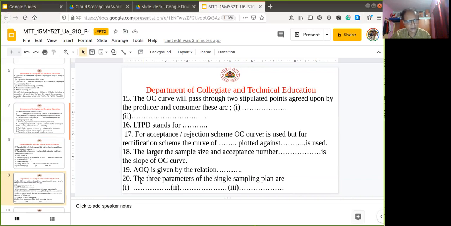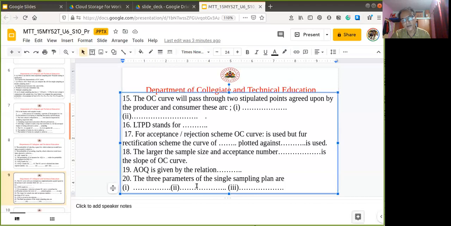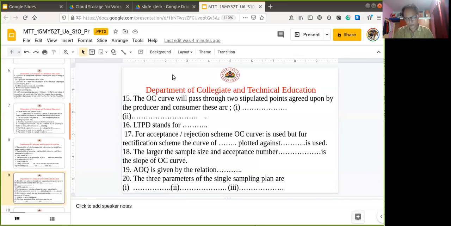Then the 20th asks for the three parameters of a single sampling plan. They are the lot size, denoted by capital N, the sample size, denoted by small n, and the acceptance number, denoted by C. So that is the 20th fill in the blanks.